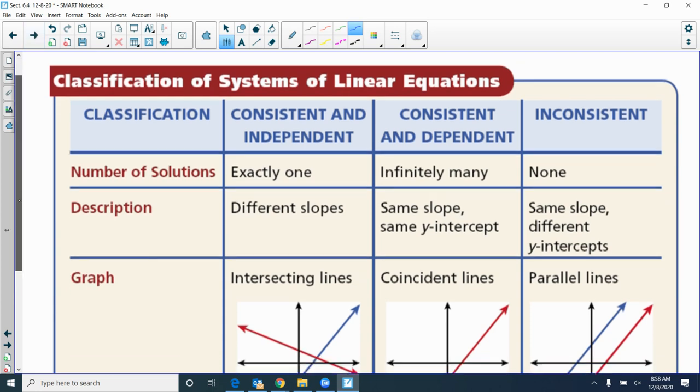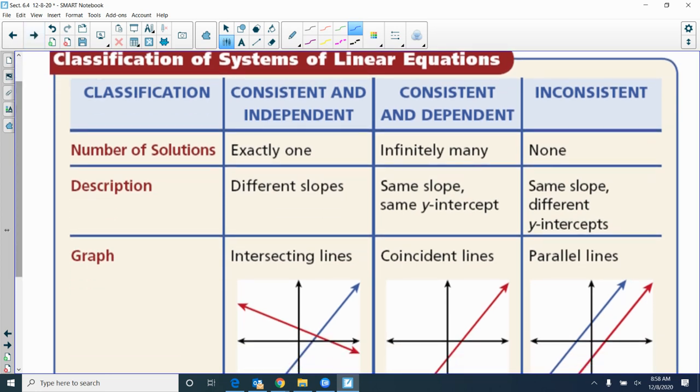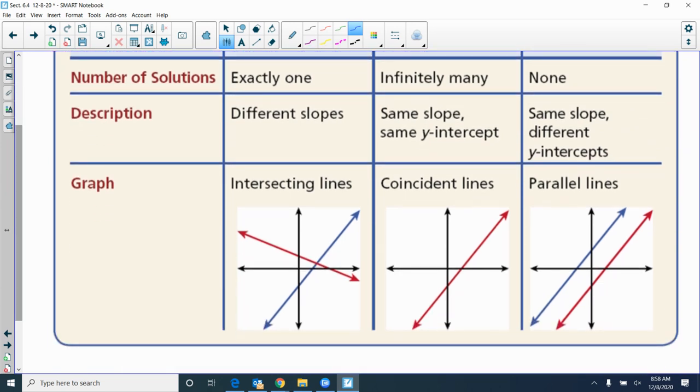If they have one solution, you will have different slopes. If you got infinite solutions, which means they're the same line, you have to have the same slope and the same y-intercept, because everything has to be the same. But if you have no solutions, you have to have the same slope, but you gotta have different y-intercepts, okay? So these are the only three things that can happen. You can get one solution, infinite, or no solutions.